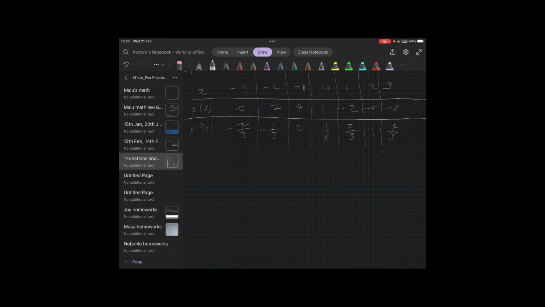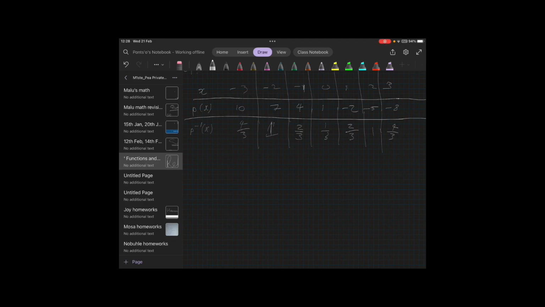Oh, you're using that now? Yeah, and then it's giving me 4 over 3 for x equals negative 3. Okay. And then it gives me 1 for the second one, x equals negative 2. And then 2 over 3 for negative 1. Okay. And for 0, it's 1 over 3.